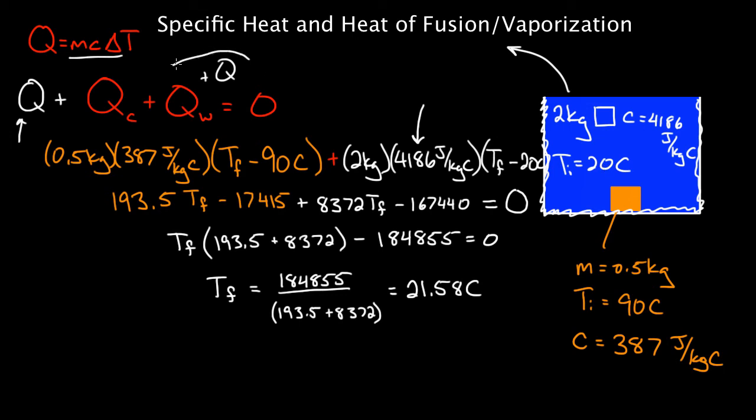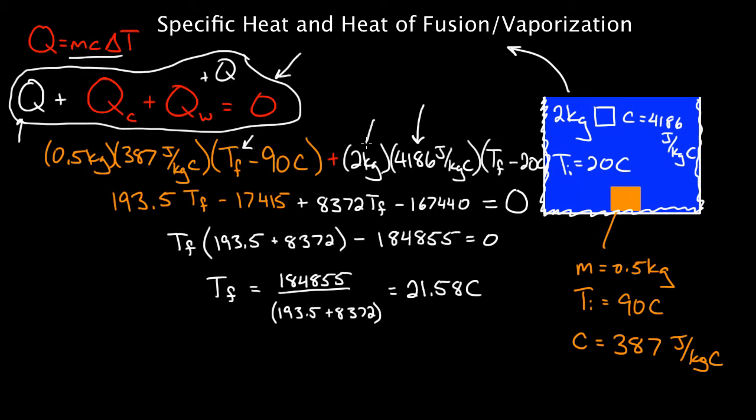So this is the key problem-solving idea when you're doing these specific heat problems. You set it up with this, and then you solve for the unknown. In this case, it was T final. Sometimes the thing you won't know would be the mass of one of them or the specific heat of one of them.